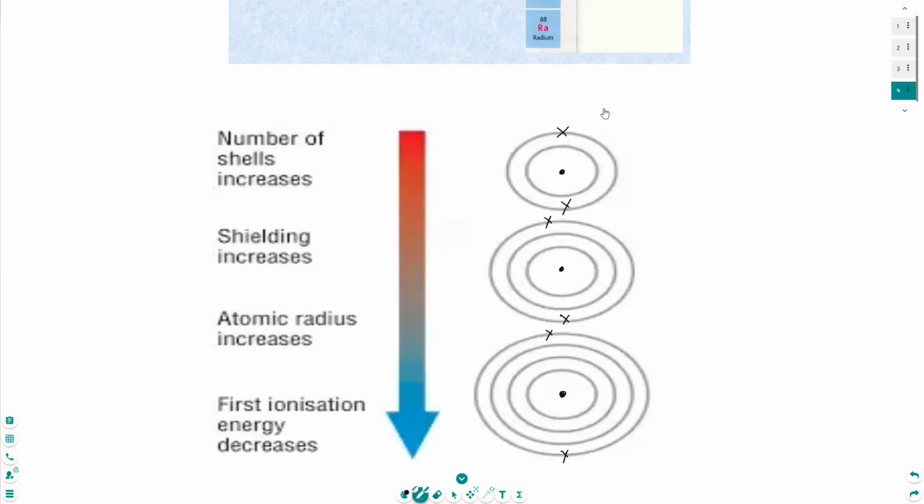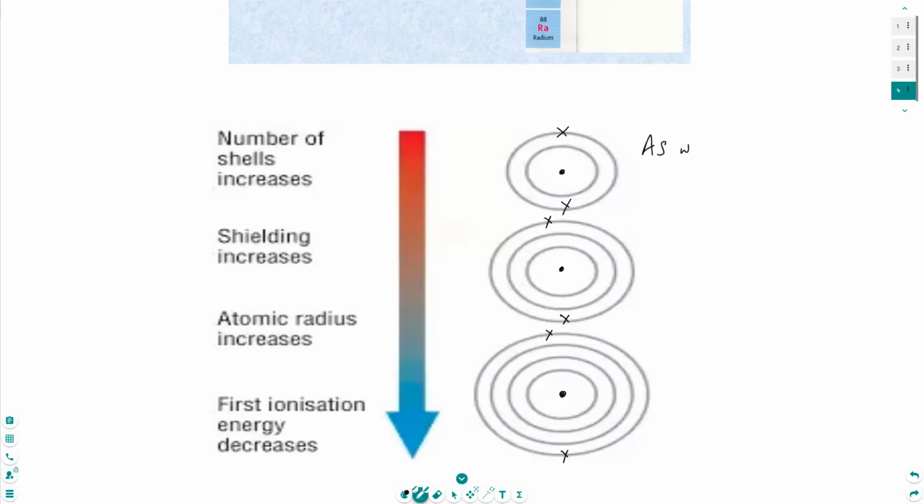What it means is that going down the group, the number of shells increases and the outer electrons are being shielded from the positive charge of the nucleus, and the atomic radius increases and the first ionization energy decreases. The first ionization energy would be the energy that would be required to remove an electron. And we're saying that it becomes easier and easier to remove an electron as we go down the group. So I want to just remind you of that fact, all right?